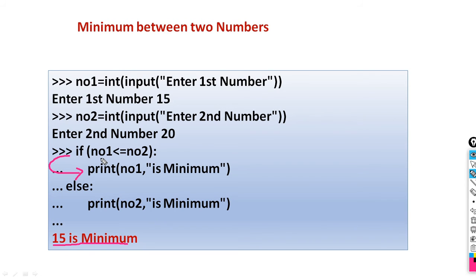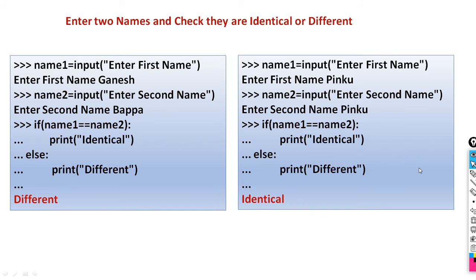Okay, so the condition remains true, that's why it will execute this print statement, and we get the output: 15 is minimum. So in the previous example we found the maximum number between two numbers. In this example we can find the minimum number between two numbers.